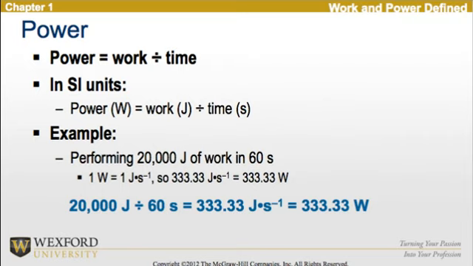And we're going to want to define our power at that point. Now, when we're performing 20,000 joules of work in 60 seconds, we simply apply it to the equation that defines power above. So we have 20,000 joules divided by 60 seconds. That's going to be equal to 333.33 joules per second, which is equal to 333.3 watts, which would be the actual power.